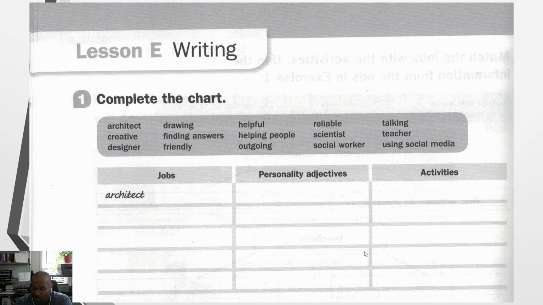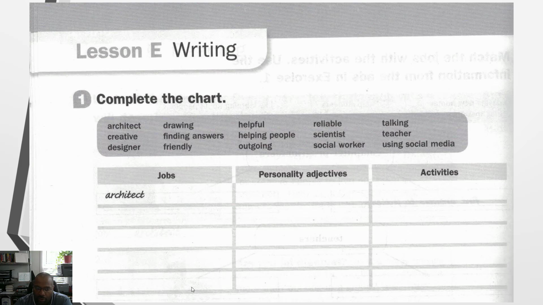I think we just try to do the best that we can on these. All right. So the next one I have was social worker, right? So I came down to social worker, and I put down for personality adjectives, I put down helpful, and then activities I put down helping people, right? But it could have also been talking, it could have been finding answers. You know, it's a little gray here. So I think there's multiple answers. I wouldn't be mad if I got a different answer than you, or if you got a different answer than me.